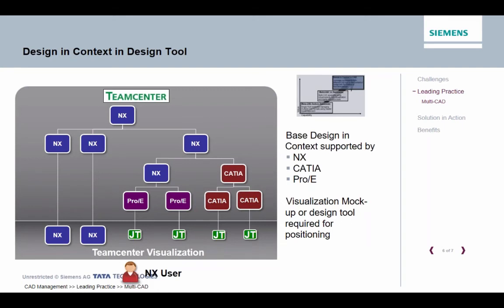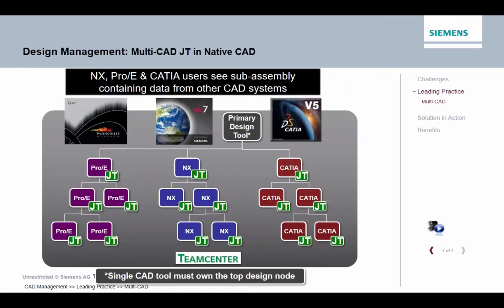Now, to work in this kind of an environment, we need to have a primary design tool selected, which has to be one of ProE or Creo, NX, or Catia. The reason being, these are the CAD tools that can open JT files directly. By the way, these CAD systems use JT files to open the CAD geometry created in another CAD system. We will see a demo of this later.